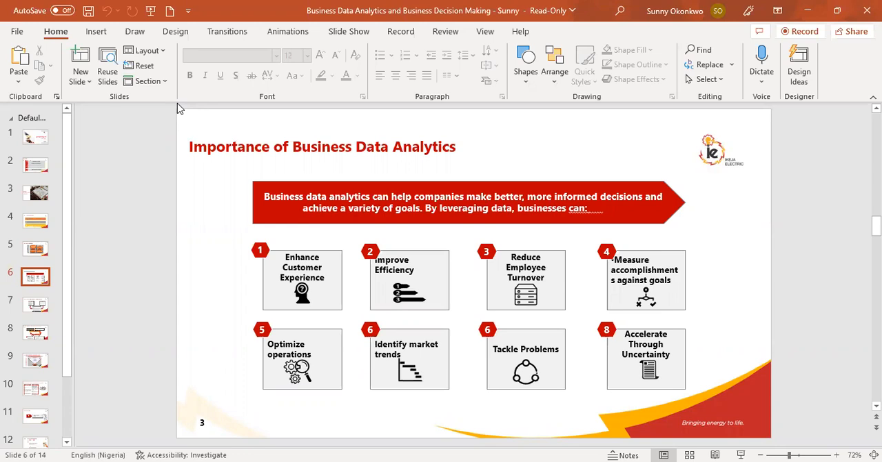I've said that over and over again. It optimizes operation. It identifies market. It even enables us to know our position in this country. As Ikeja, are we the leading disco? Are we the leading distributor? It enables us to even understand the market trend of the energy industry.